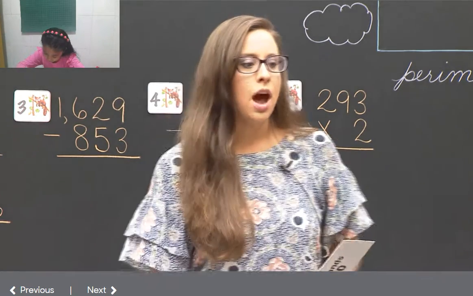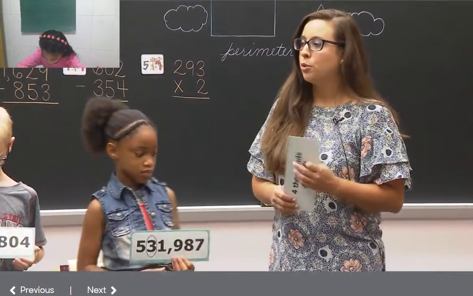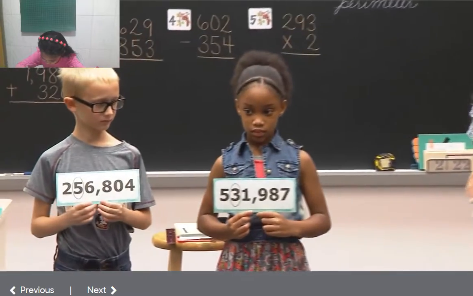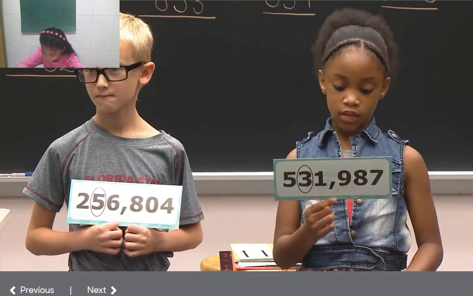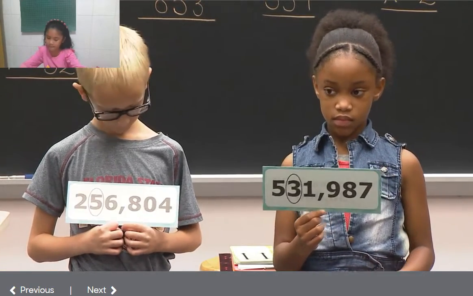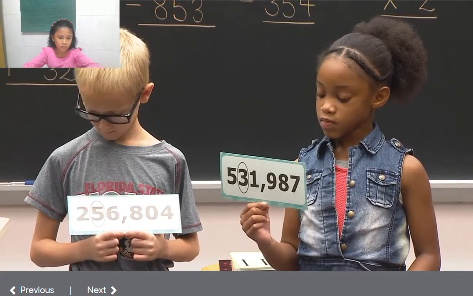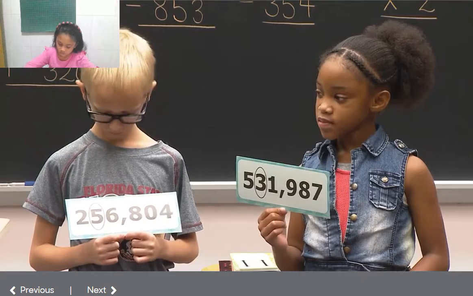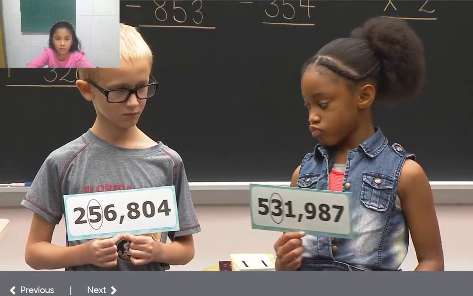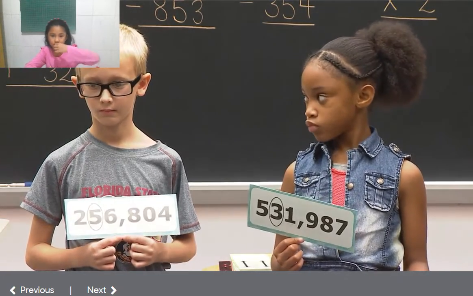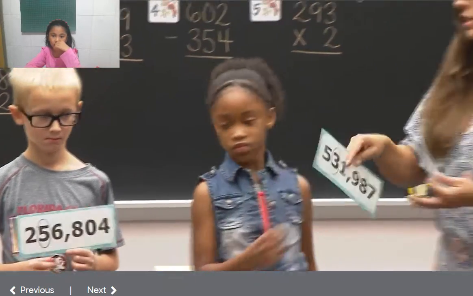Karsten, Tyra, come help us. I'm going to hand them each a number, and we're going to take a look at their numbers. Read Karsten's number for us, Morgan. 256,804. Good. And read Tyra's number, Jimmy. 531,987. All right. Now, which one would be the greatest of those? Is it Tyra's or Karsten's? Gage? Tyra's. Good. Which one would be the least, Aiden? Karsten. Yes, you may hand me your cards and you may be seated.